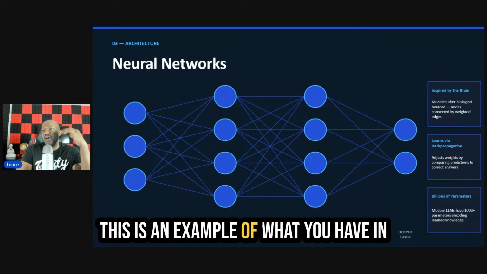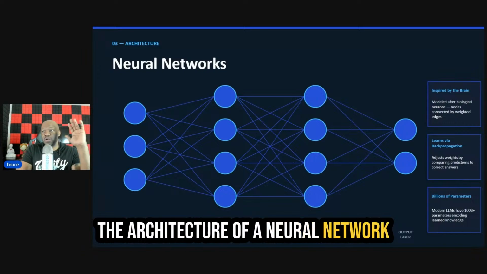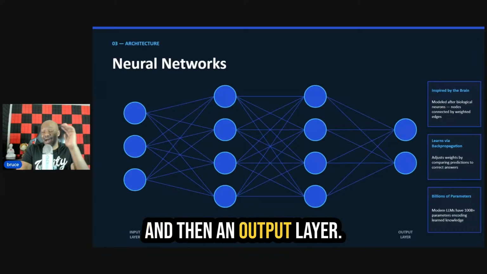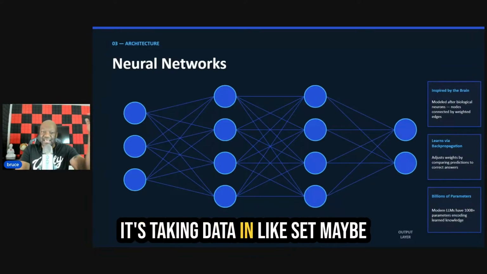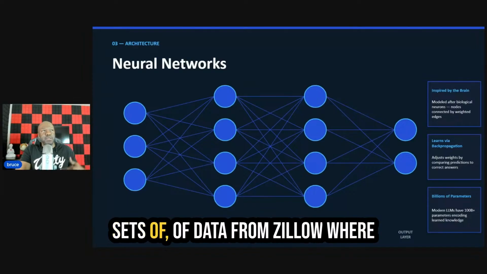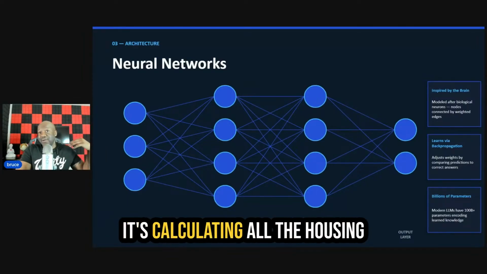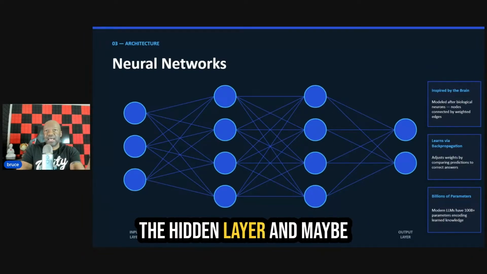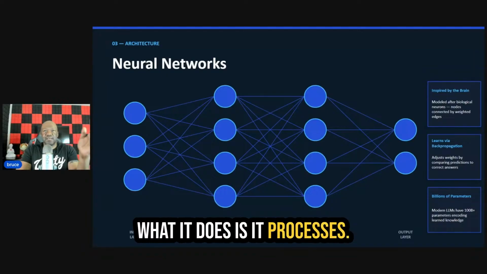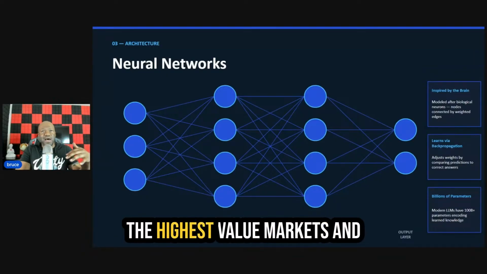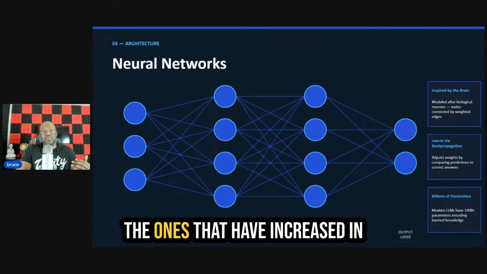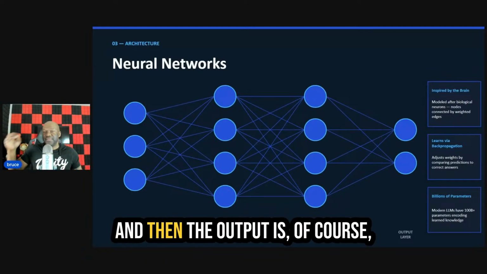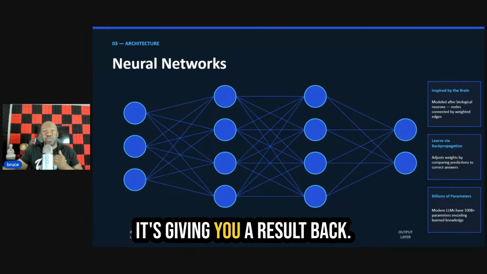This is an example of the architecture of a neural network, where you have different layers. You have an input layer, then hidden layers, and then an output layer. The input layer, of course, is where it's taking data in, like maybe sets of data from Zillow, where it's calculating all the housing markets from the past 10 years. Then it's going to take that to the hidden layer, and maybe you can say, okay, I want to see all the highest value markets and the ones that have increased the most in the last 10 years. It's doing some processing in the hidden layer. And then the output is, of course, giving you a result back.